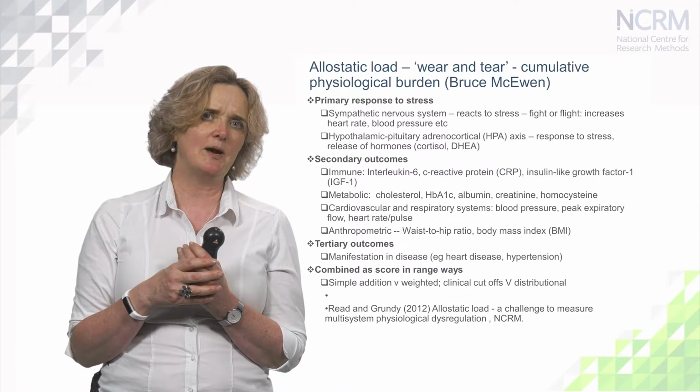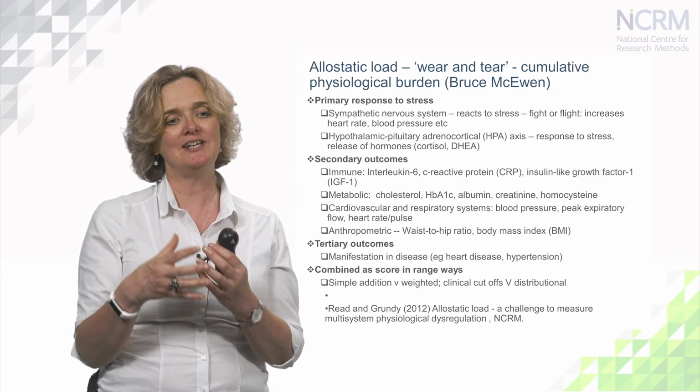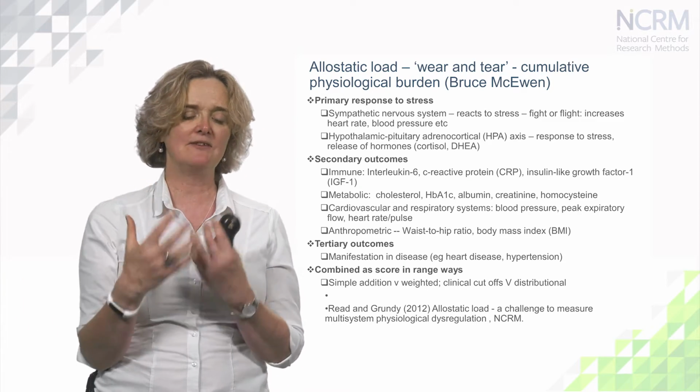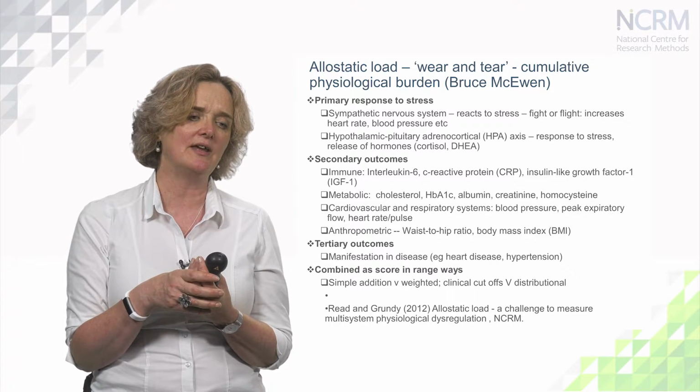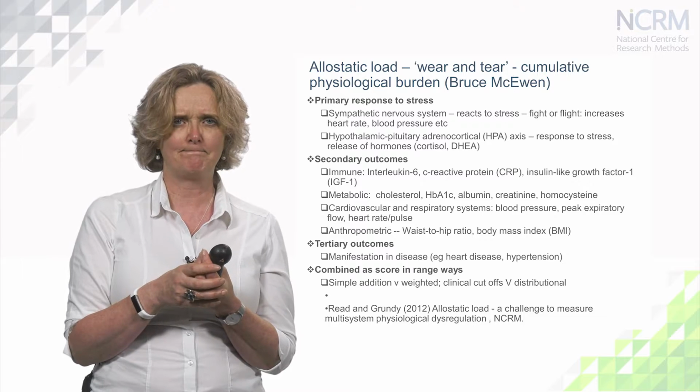So the last thing I wanted to talk about is a measure that's really popular in social science called allostatic load. This measure was developed by Bruce McEwen in the States. It's a way of looking at how chronic stress over people's life courses might impact on the different physiological systems in our body to cause damage to them, and how we might measure that.